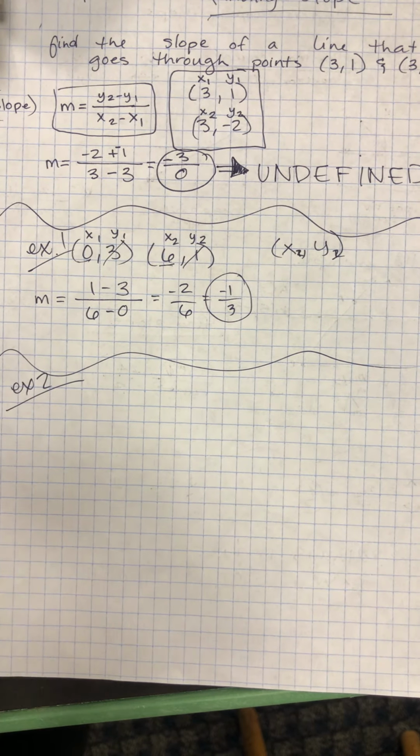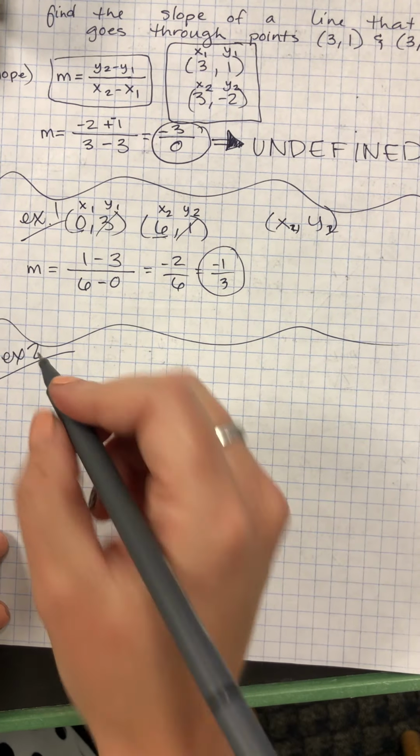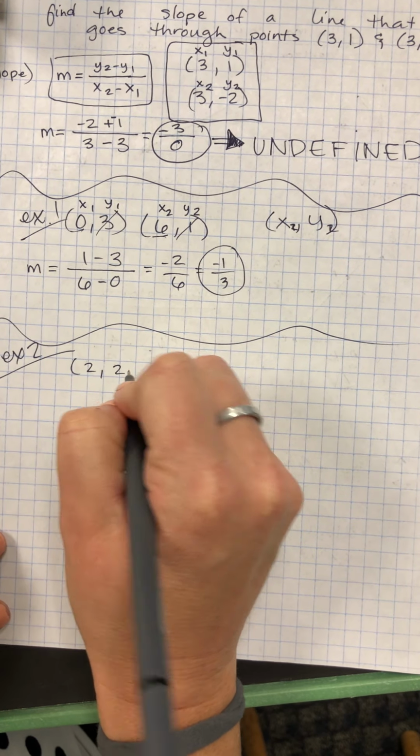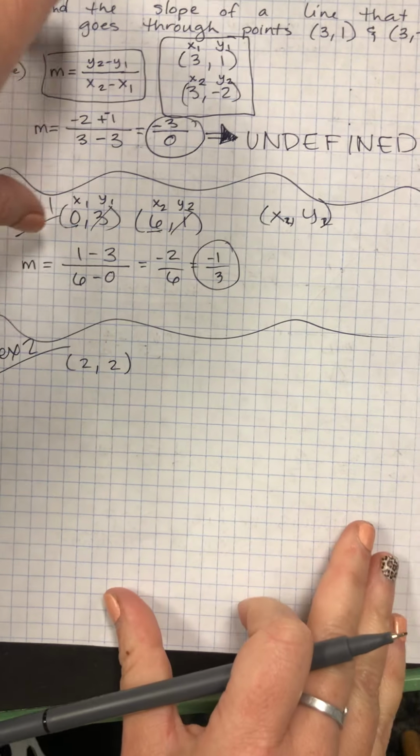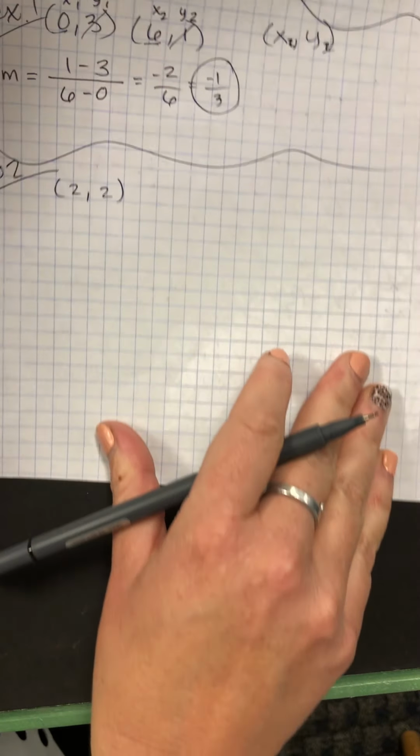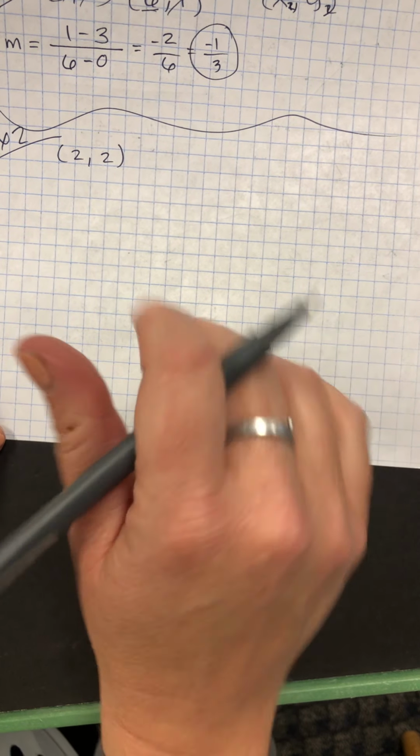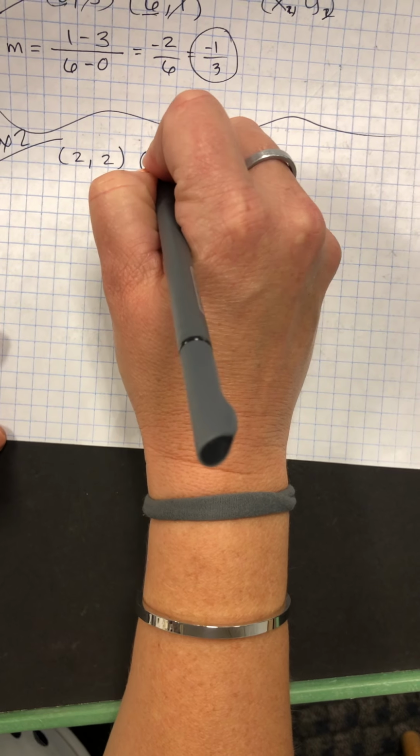Okay. This time, we have 2, 2, and 6, negative 1, excuse me.